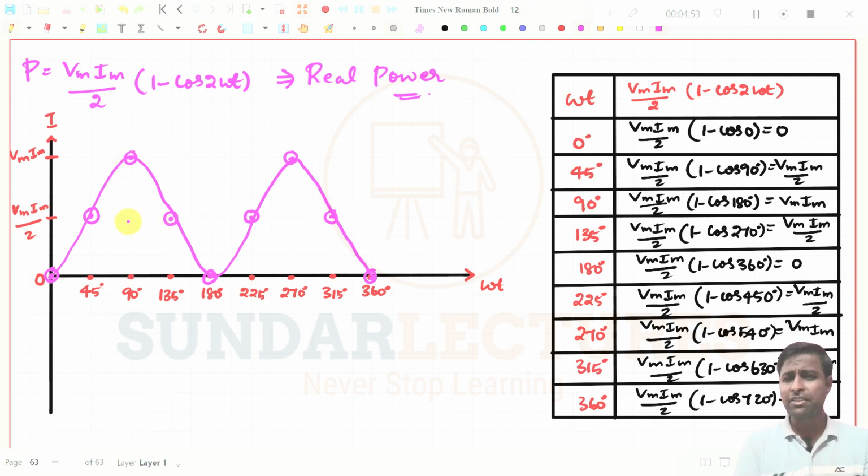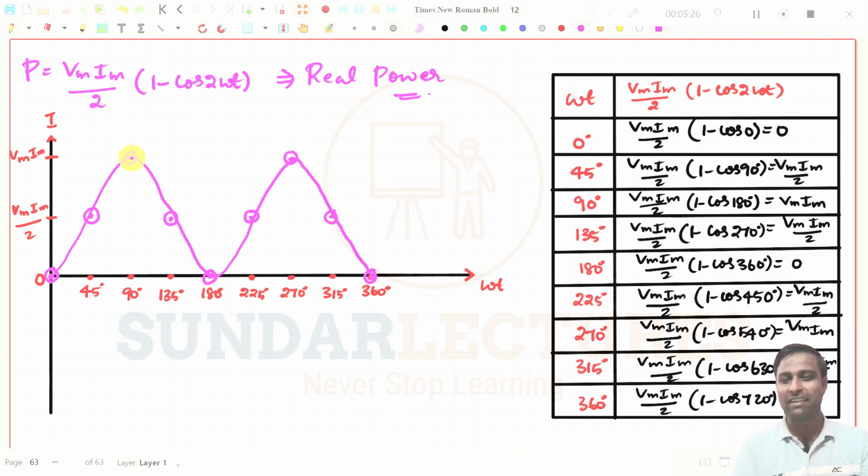Now, what is the average value? You don't need to go for an expression or to integrate this expression. Even if you integrate this expression for average power, you can easily find the values. Anyhow, by seeing this graph itself, you can easily find the average power. This is the 0 point and this is the maximum point. VM IM is the maximum point and 0 is the minimum point, and all powers are positive.